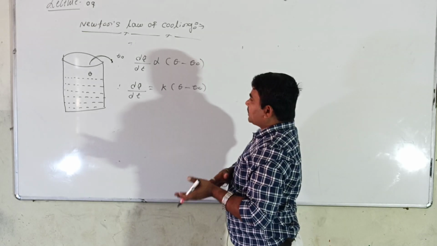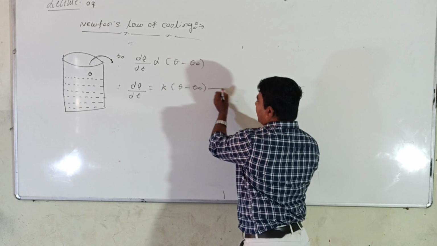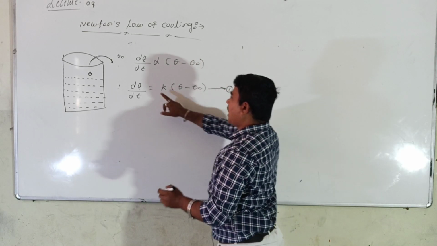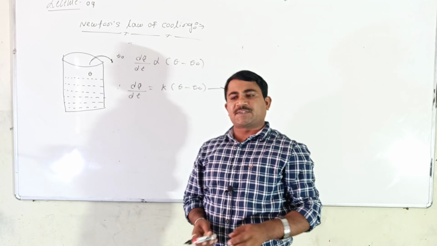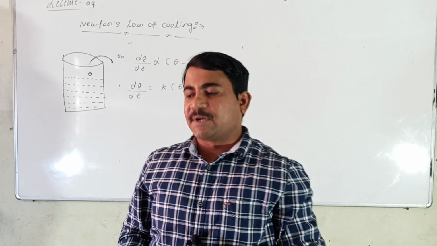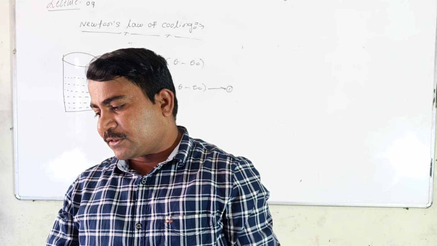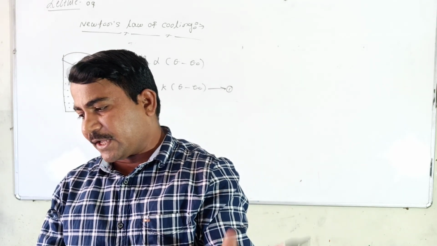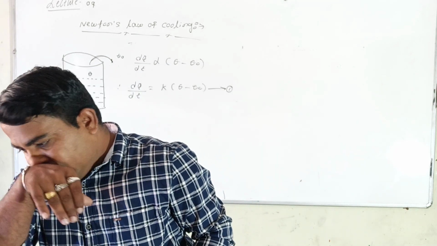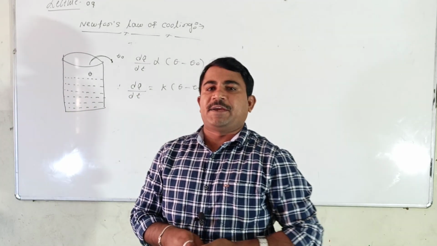Now listen to me, students. I can call it equation number 1, where I put the negative sign. It indicates that if the time increases, then the temperature of the system must decrease.